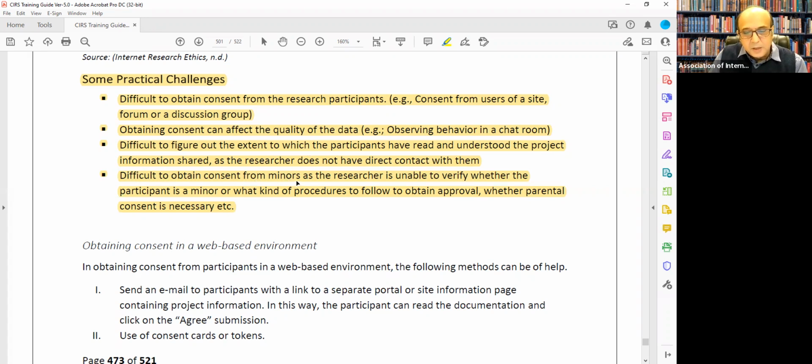Difficulty to obtain consent from minors as a researcher. Some of the vulnerable groups that you deal with in collecting information from human subjects are, like, the elderly population. Minors is a separate subject, but let's suppose the elderly population, or a population that involves collecting information about health, where they have some psychological issues, that makes it even more difficult.